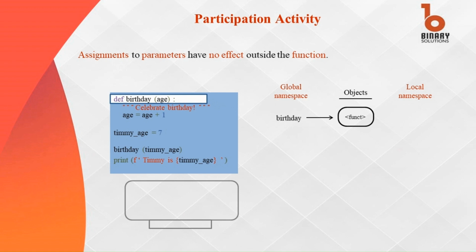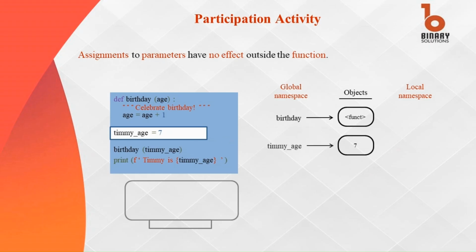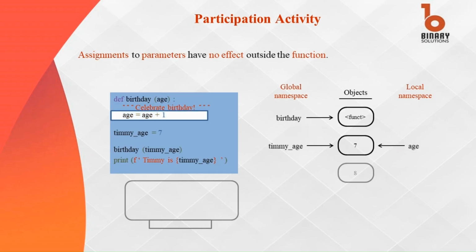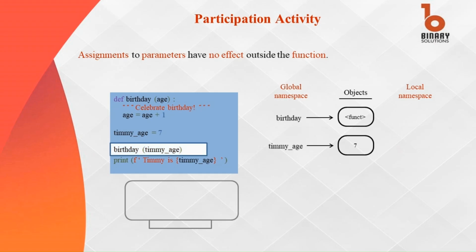The function birthday_age simulates a birthday celebration by incrementing the age parameter by 1. Initially, the variable timmy_age is set to 7, and both timmy_age and age reference the same object when the function is called. However, within the function, the assignment age = age + 1 creates a new local object for age, leaving timmy_age unchanged in the global namespace.